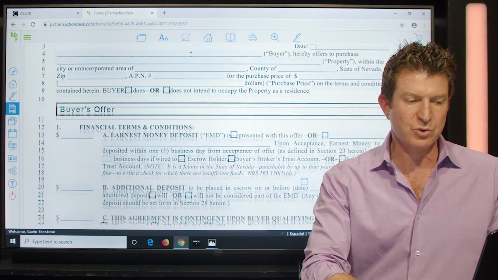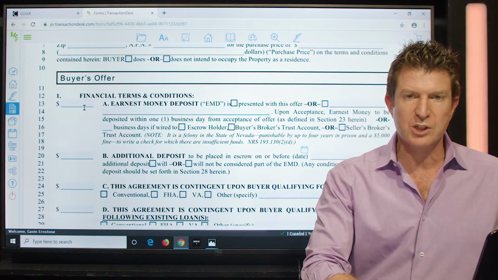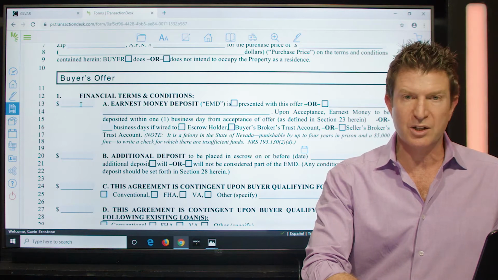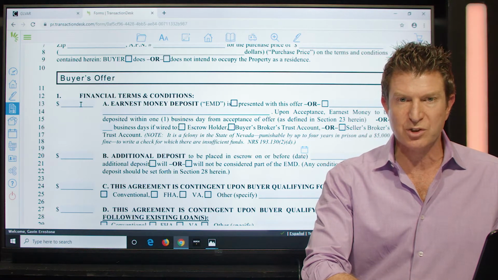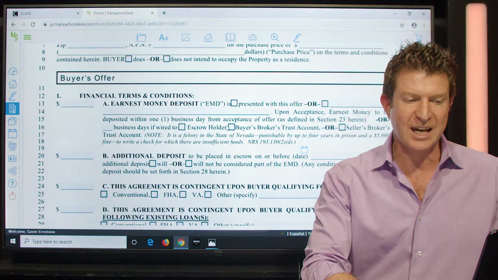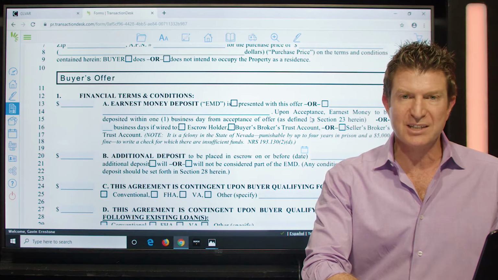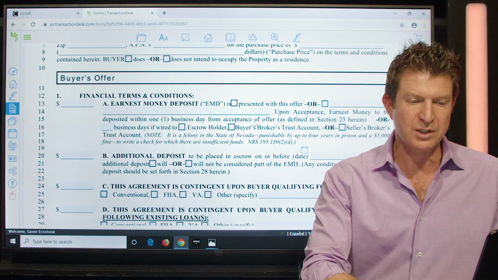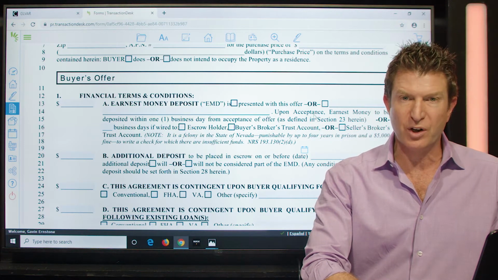And then the financial terms, starting off with the earnest money deposit. The earnest money is obviously wired straight to escrow. And it's important to indicate at this section how that is getting over to escrow. If it's wired, there's a box for it that's checked along here, and that is upon acceptance.